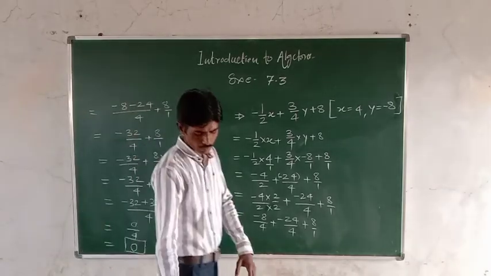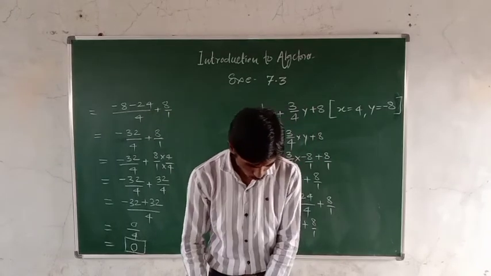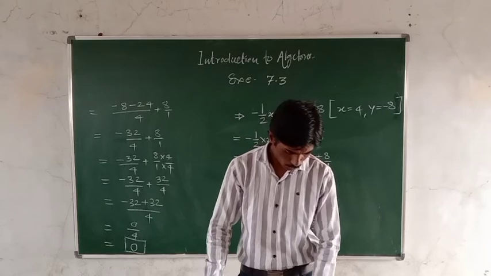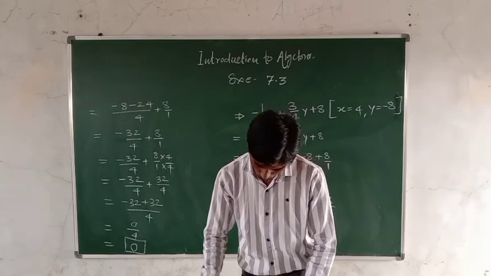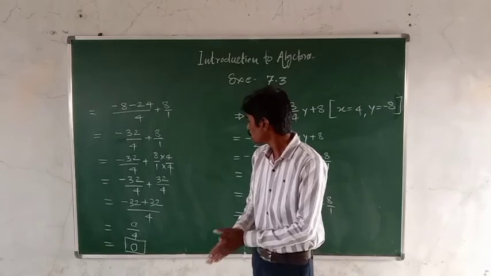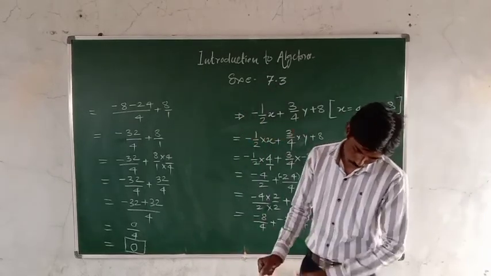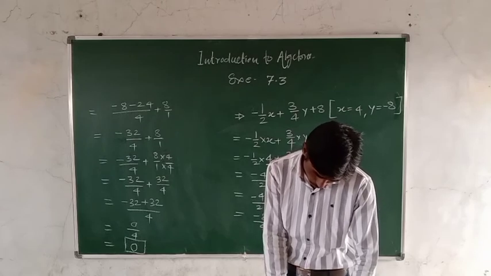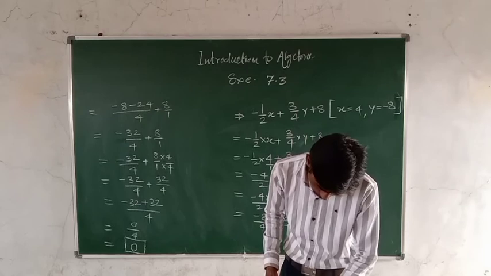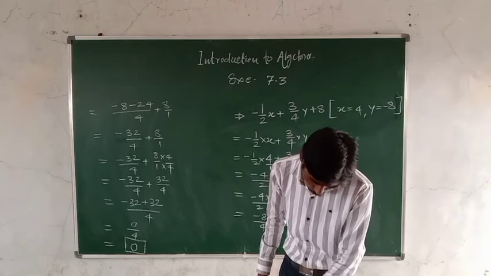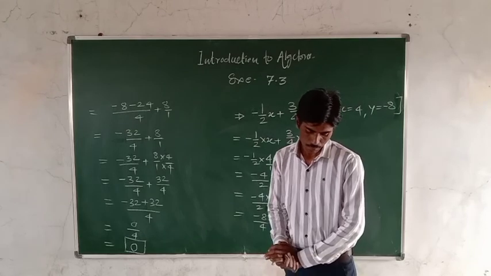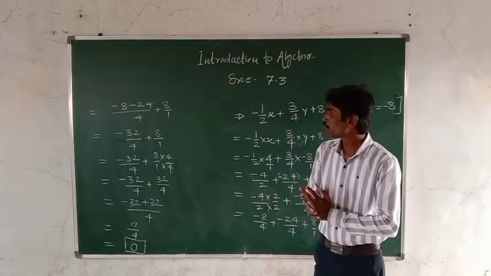So in this way we can solve the example of exercise number 7.3, question number first and second. There is one remaining question, that is B. So 8a divided by 4b, you have to put the value of a and b in that, and you can calculate, you can find out the answer.